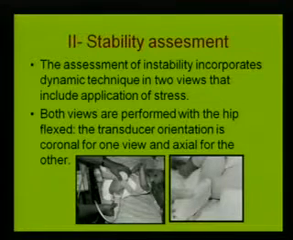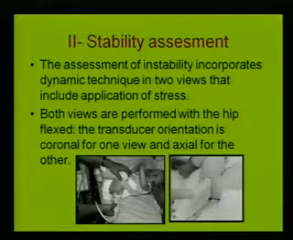Stability assessment will depend on some maneuvers which will be done in the second phase of examination. The baby will be put in this way. The transducer is parallel to the iliac bone, slightly posterior, so that you obtain a coronal scan, and the hip is flexed, flexion of the hip joint and knee joint. This is the optimal position.